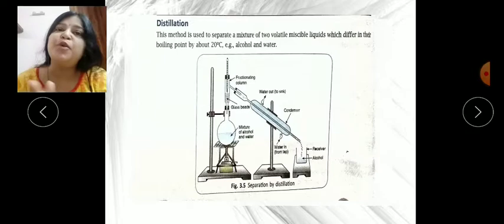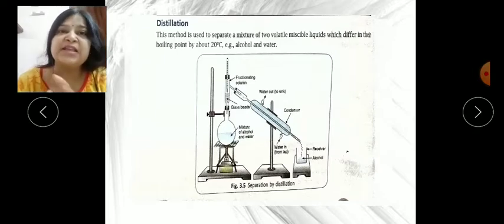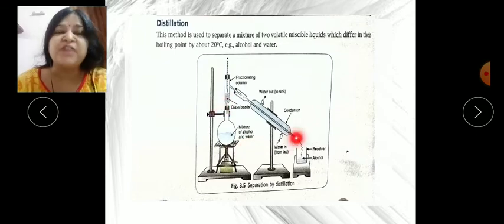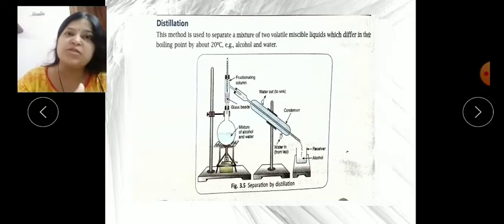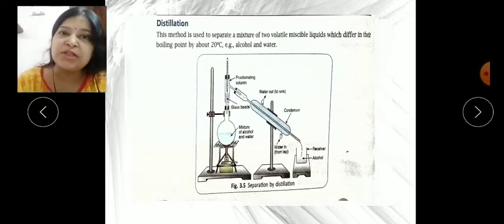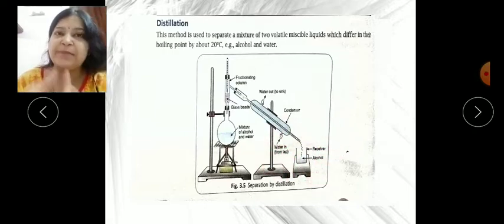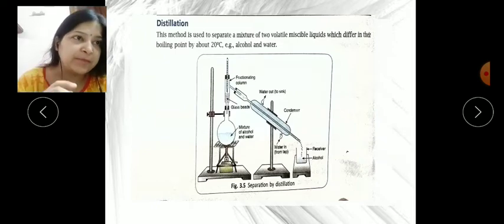One important thing you should remember: both have different boiling points, so the substance having the lowest boiling point will evaporate first. In this case alcohol has the lowest boiling point, so it will come out first. Then the water will come out next. For collecting both the water and the alcohol, we should use different empty beakers or reservoirs.